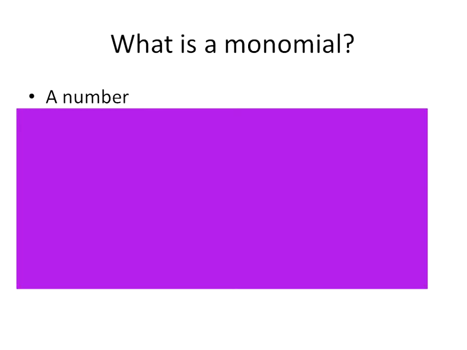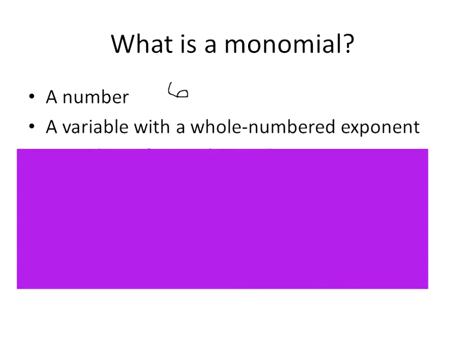just like the number 6. That could be a monomial. A monomial can also be a variable with a whole number exponent. So that could be something like x to the 4th. The 4 is a whole number exponent, and x is the variable.